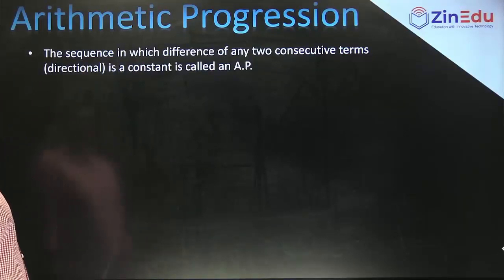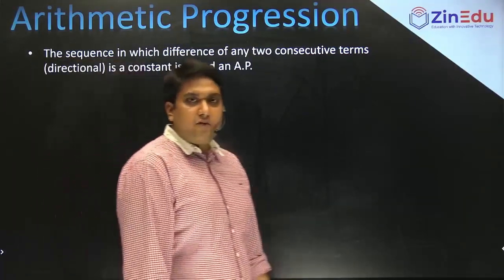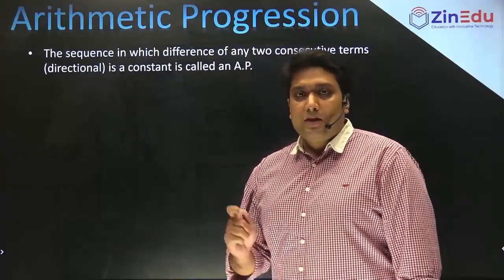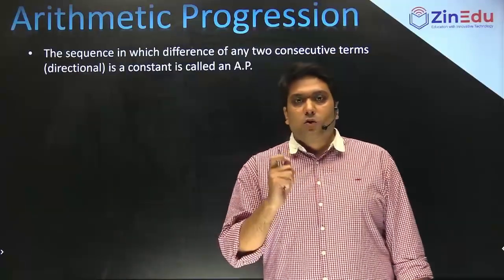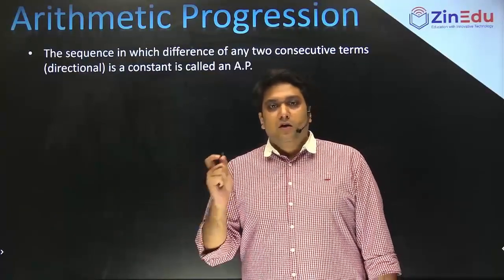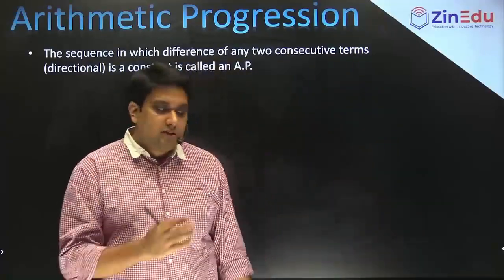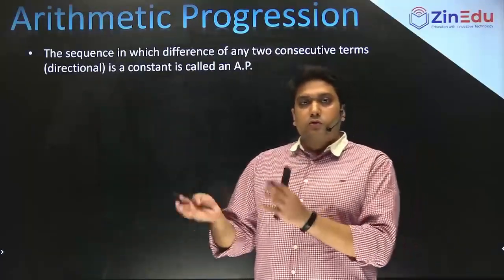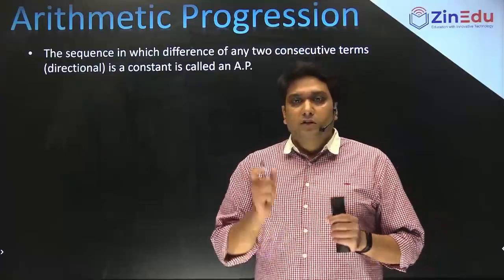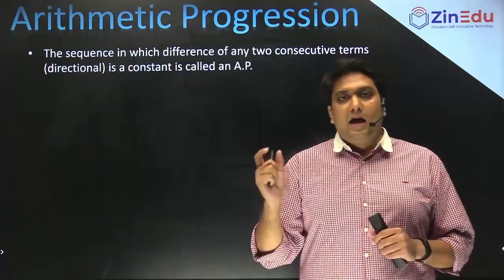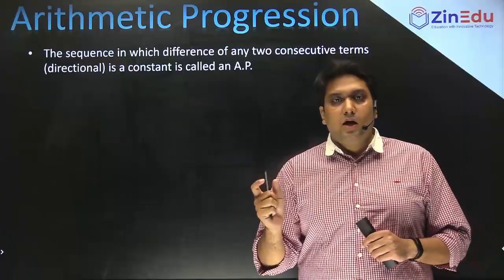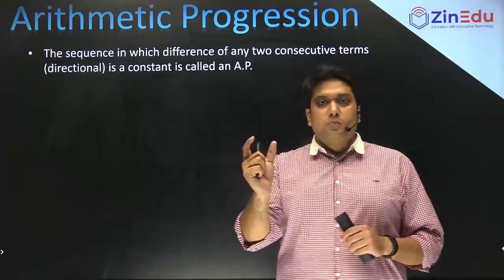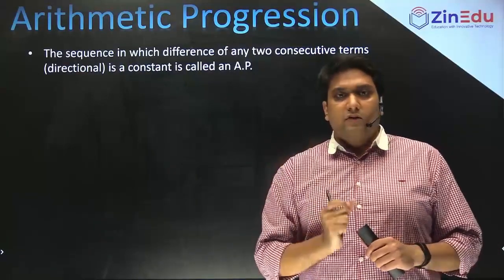So what is an arithmetic progression? A sequence in which the difference of any two terms is a constant is called an AP. I'm using the word directional: that means if I'm moving from first to second, second to third, third to fourth term, or from fourth to third, third to second, or second to first term, the difference of two consecutive terms has to be a constant. There has to be a certain common difference.